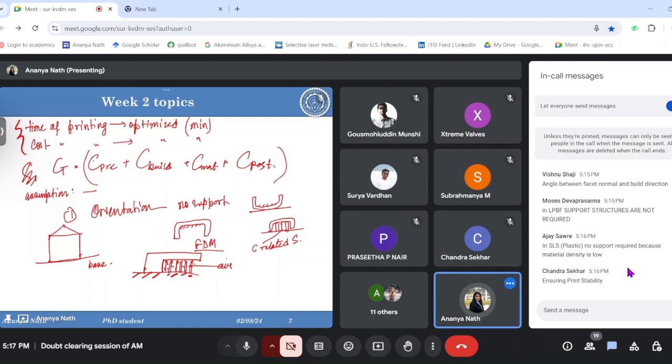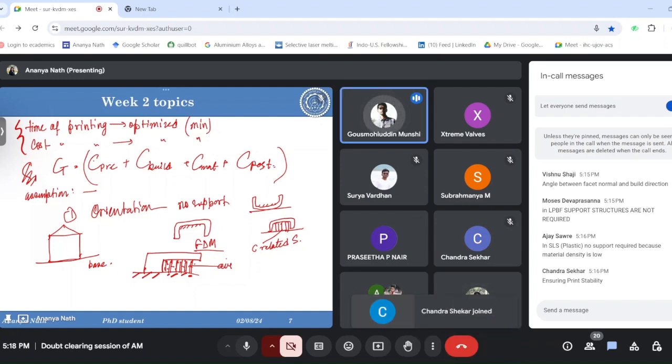So, as one person said, LPBF doesn't need support or SLS doesn't need support. So, in LPBF, if we are interested to make this part, what will be your answer? Is support needed or not? Two persons have said that no, not needed. I want to know other answers also, with justification.